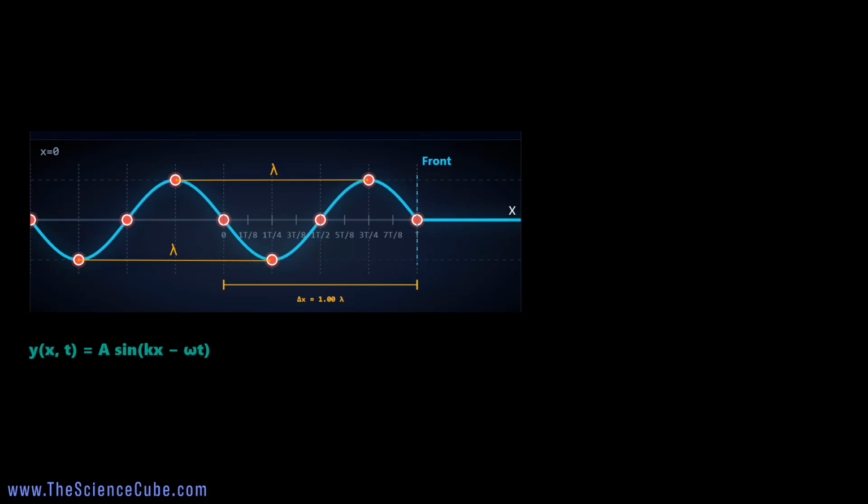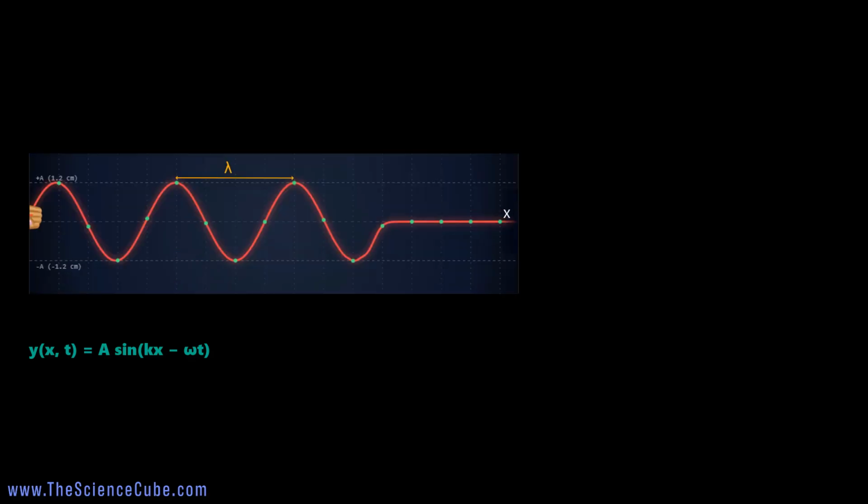Moving forward, if we look at a still picture of the wave at time t = 0, this equation simplifies to give us the shape of the wave as y(x,0) = a sin(kx).